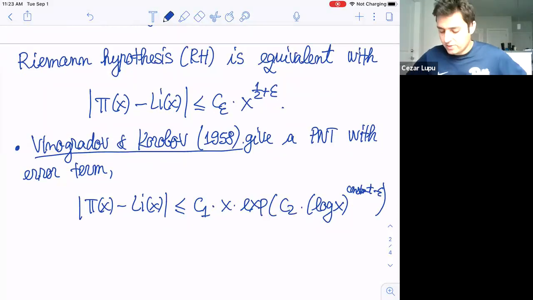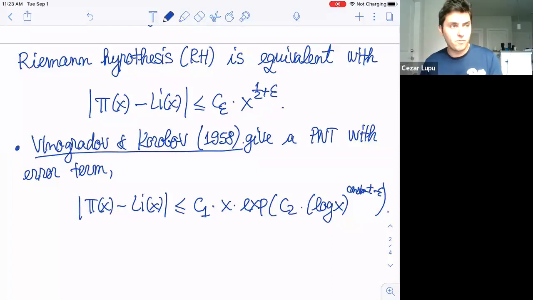Of course, C1 and C2 both depend on epsilon. But anyway, I don't remember exactly their result. They have some constants here, I don't know, 2/5 or something like this. Anyway, as you can see, it's a prime number theorem with error terms.